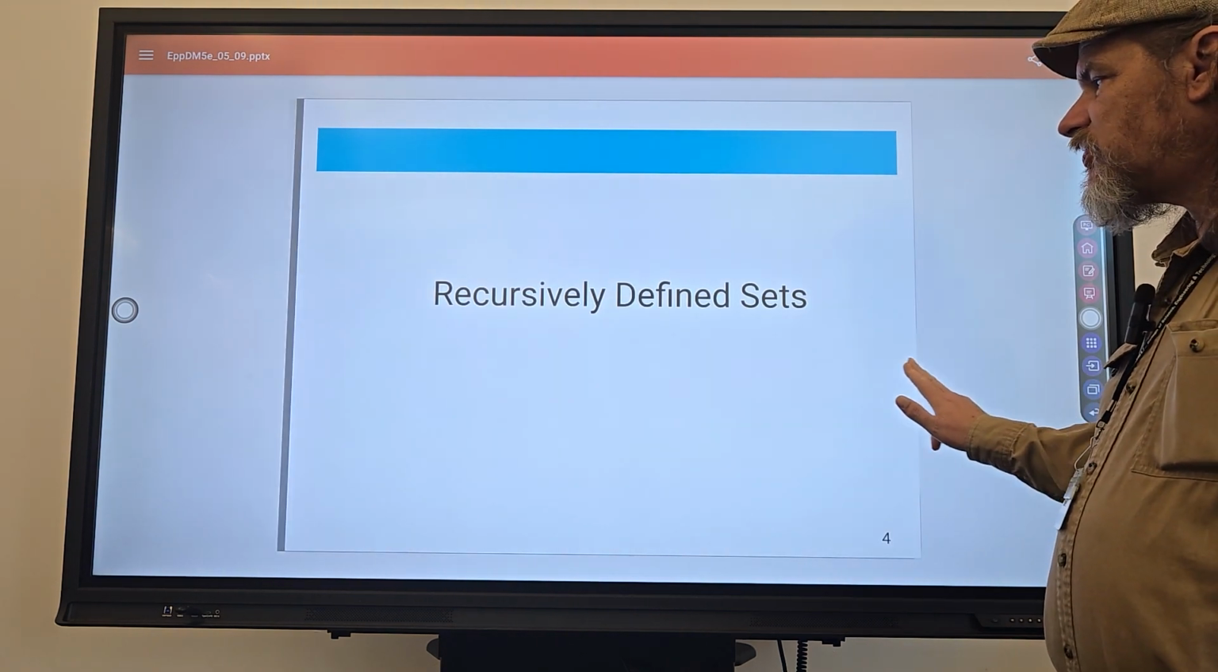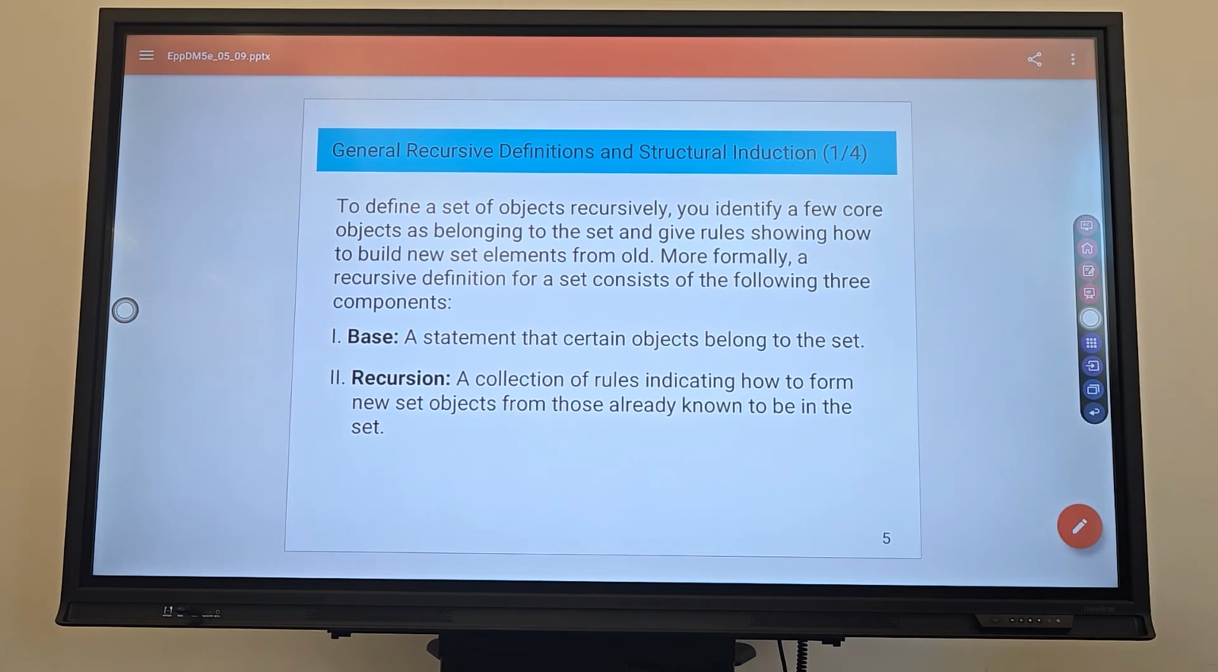Recursively defined sets. To define a set of objects recursively, you identify a few core objects as belonging to the set and give rules showing how to build new set elements from old ones. More formally, a recursive definition for a set consists of the following 3 components. Number 1, the base: a statement that certain objects belong to the set.